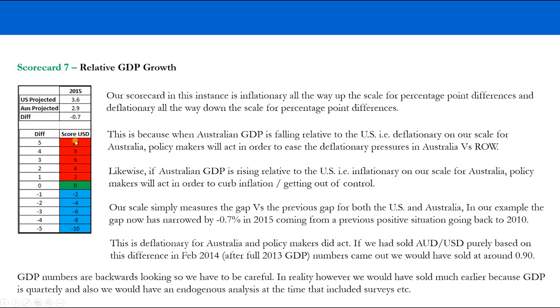Inflationary all the way up the positive side of the scale, because the gap between Australian projected GDP and US projected GDP is widening in the favor of Australia, and the opposite is occurring, deflationary all the way down the scale here, because Australian GDP relative to US GDP, the gap is narrowing in favor of the United States. So deflationary for Australia. So we just have to look at this in a logical way. We started off with our endogenous analysis. Now we're looking at our exogenous analysis.